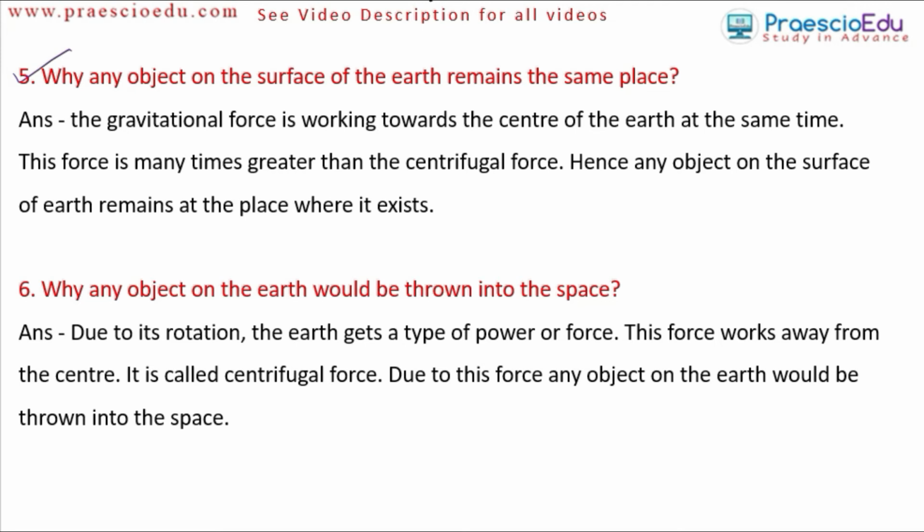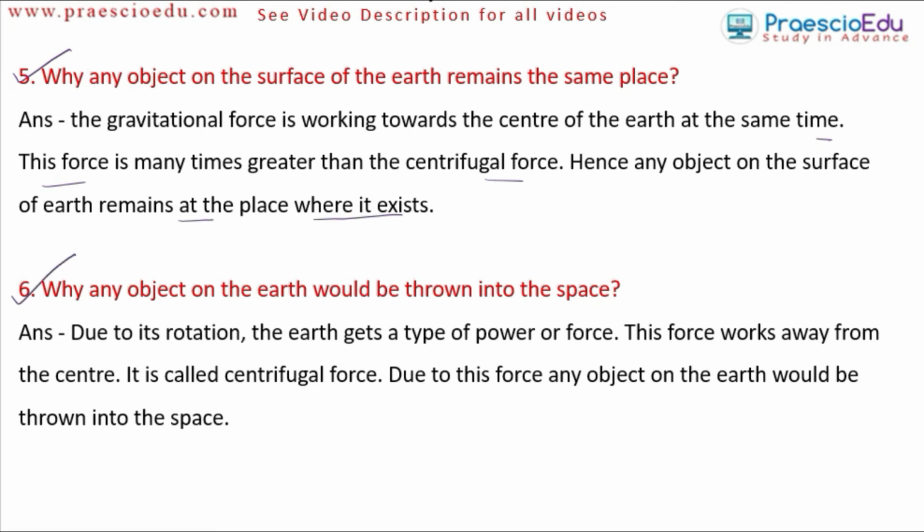Next question is why any object on the surface of the earth remains the same place? And the answer is the gravitational force is working towards the center of the earth at the same time. This force is many times greater than the centrifugal force. Hence, any object on the surface of the earth remains at the place where it exists.